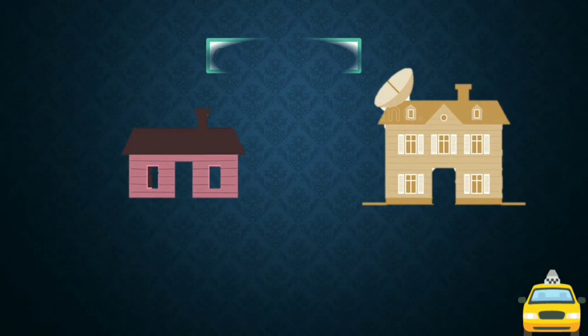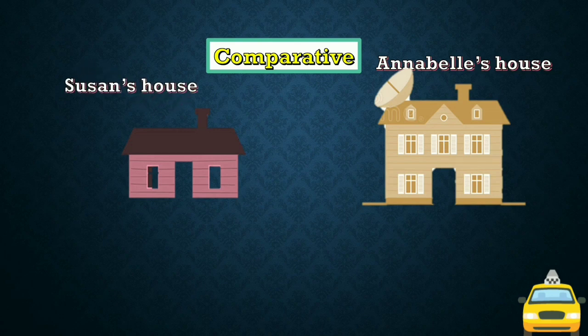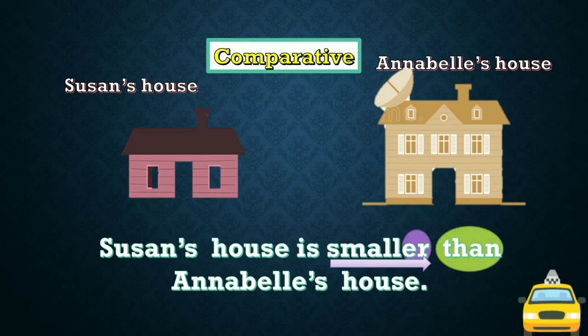Next, look at the picture. Another comparative: two houses, Annabelle's house and Susan's house. Let's make it into a sentence. Susan's house is smaller than Annabelle's house. Where is the adjective? Smaller. Add er, and the word clue is than. We compared between two houses, the house of Annabelle and Susan.